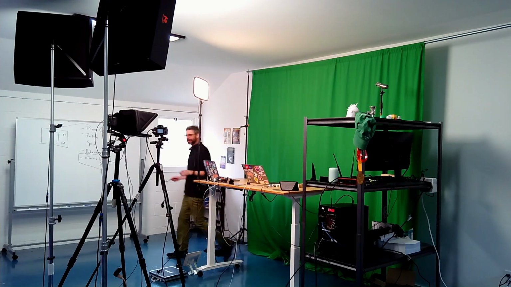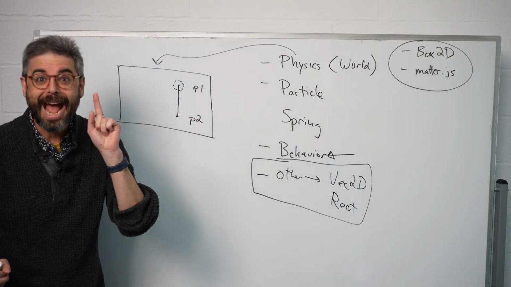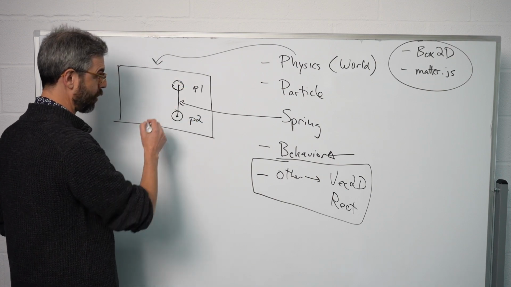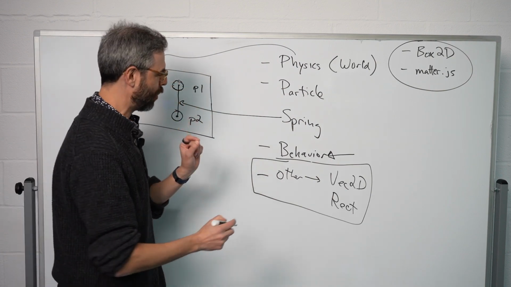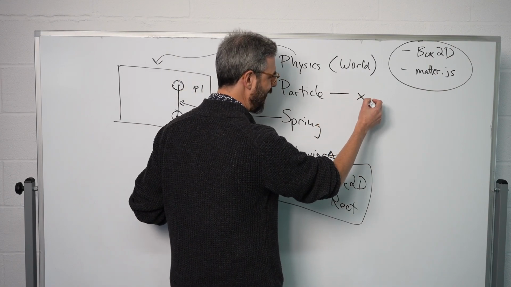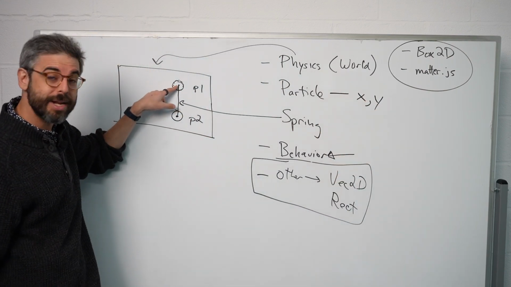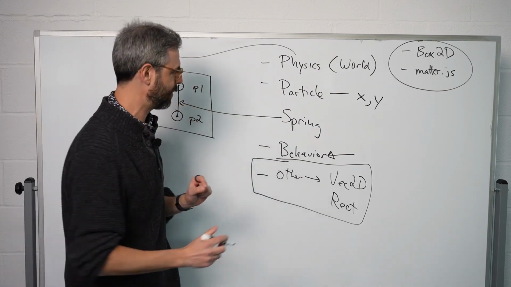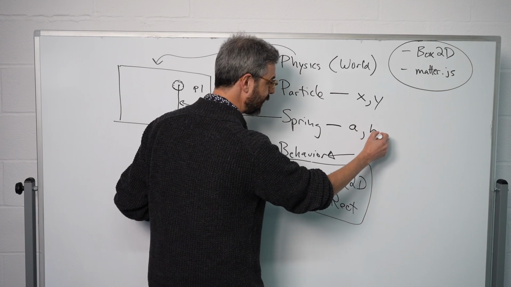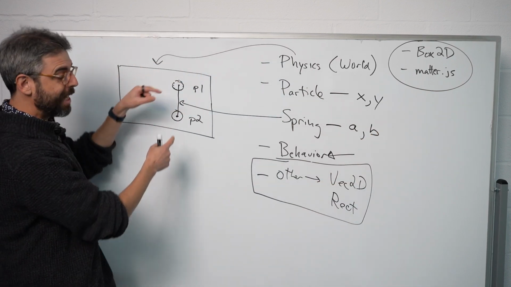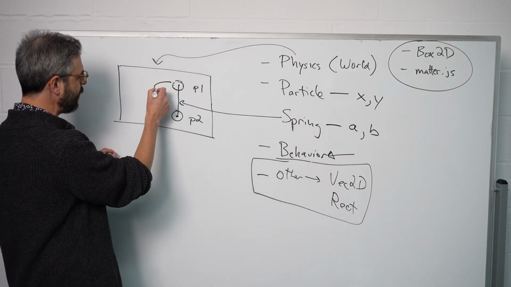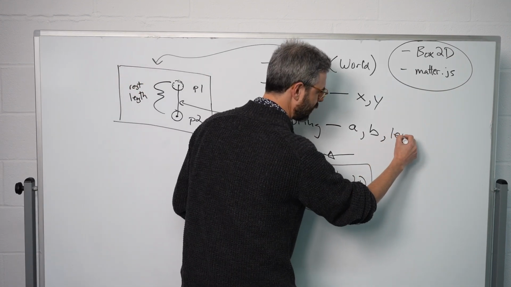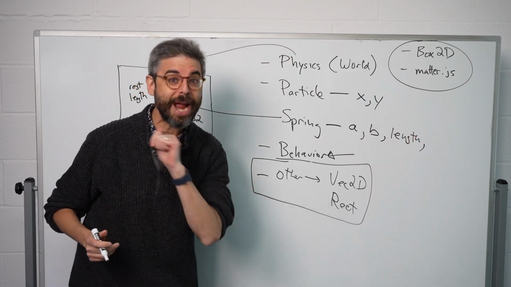It's time to return to this diagram and look at how I would add a spring to connect these two particles. Now, when I created a particle, I only needed two arguments, an x and a y, for the coordinate of the particle on the canvas. A spring needs four arguments. The two particles that are going to be connected, let's call them A and B, then the rest length of that spring. What is the length that it wants to be? Call that length. And then the strength of that spring.